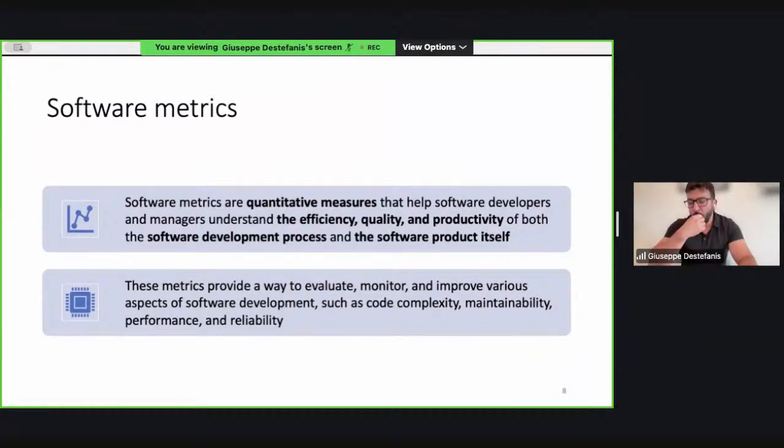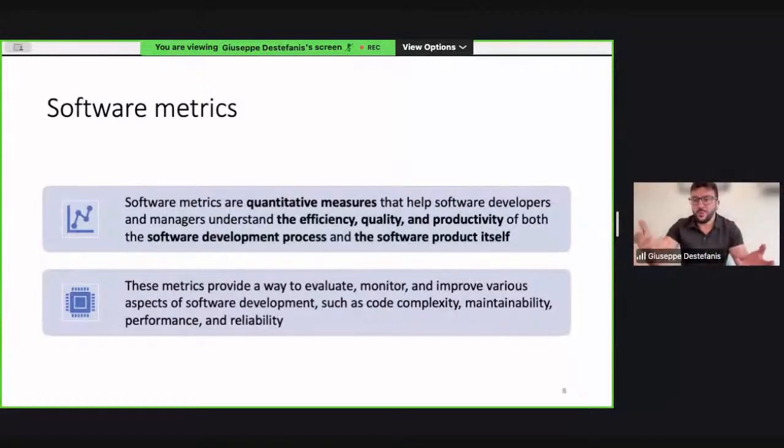Software is quite complicated from this point of view, because we cannot touch software. It's elusive. We have code. It's very difficult to measure software. So software engineers and computer scientists defined and introduced the concept of metrics. Metrics are quantitative measures, and the help that they provide is related to understanding and improving, hopefully, efficiency, quality, productivity.